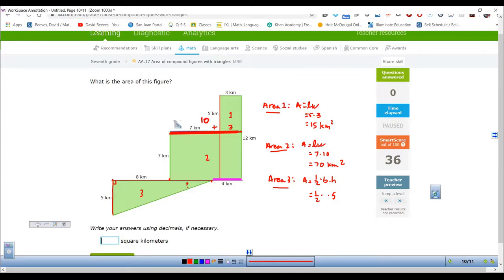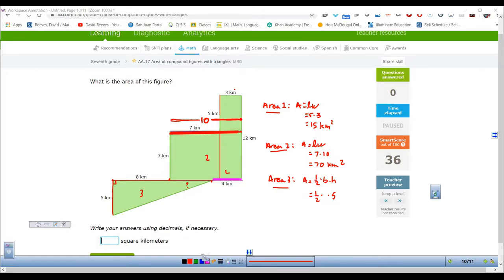So 10 goes from there. I'm going to erase these just to make it a little cleaner here. From there to there is 10. This is really important. From there to there is 10. And from there to there is 4.